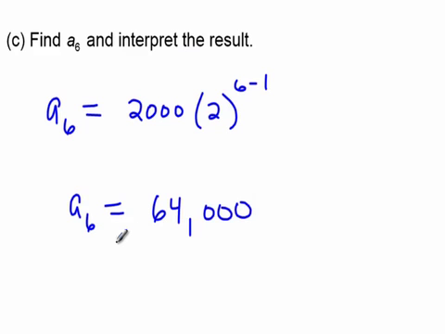So the interpretation would be after the 6th 5-day period, or 30 days, our tent caterpillar population will be at 64,000 caterpillars.